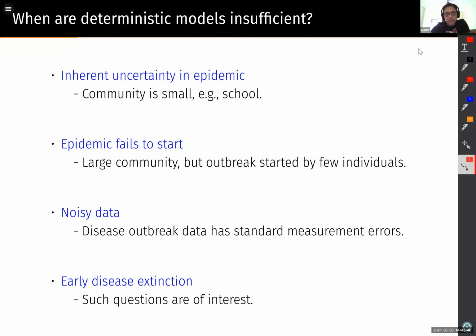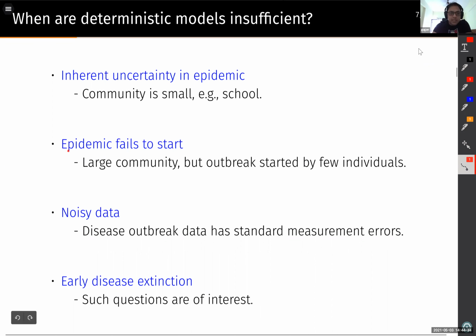All right. So a natural question to ask is, we have these deterministic models and some numerical approximations, so when are these deterministic models insufficient? We were able to figure out there are 4 broad situations when the deterministic models are insufficient. First is when there is some inherent uncertainty in the epidemic. For example, let's say the community for which we want to study the spread of disease is small, like in a school. Here there is uncertainty because each time you run this experiment, the number of infected people would be different, and clearly in such a situation, a deterministic model may not be suitable.